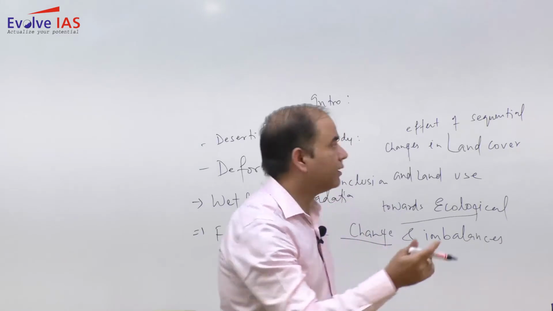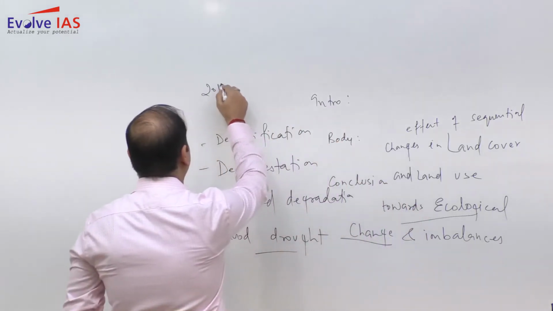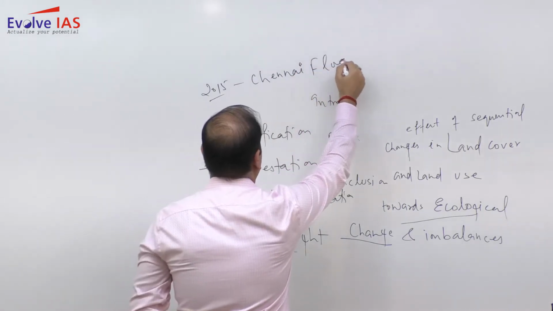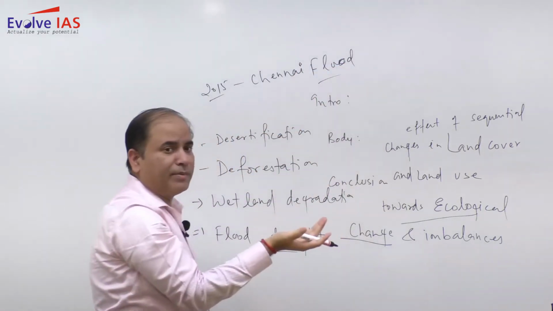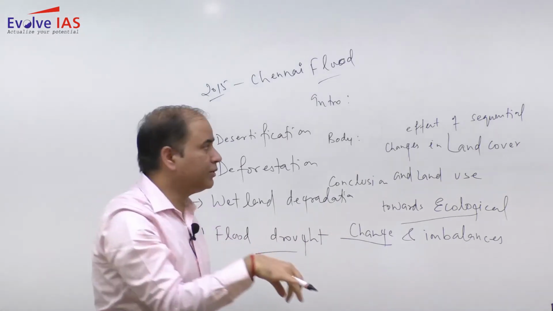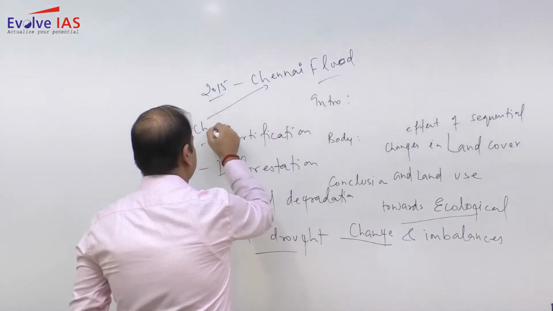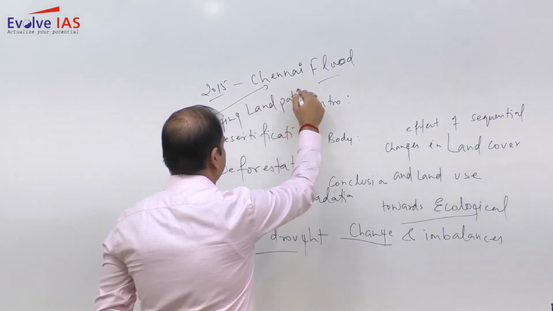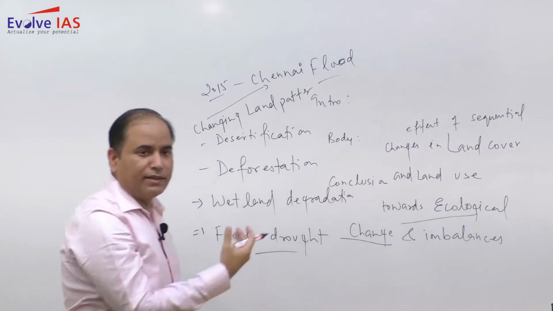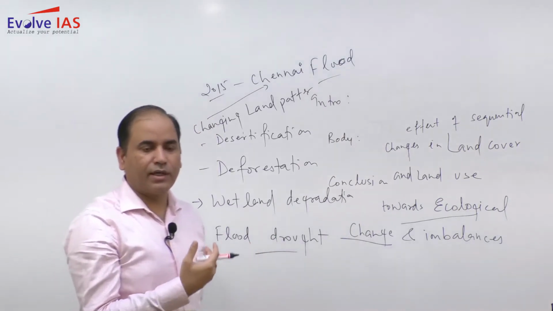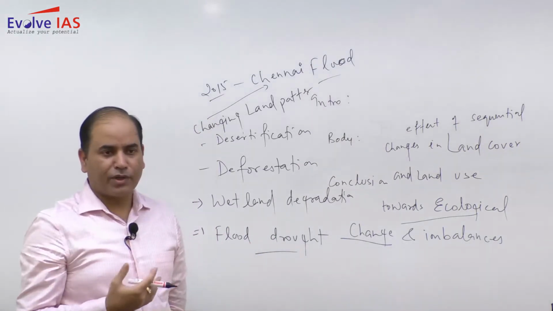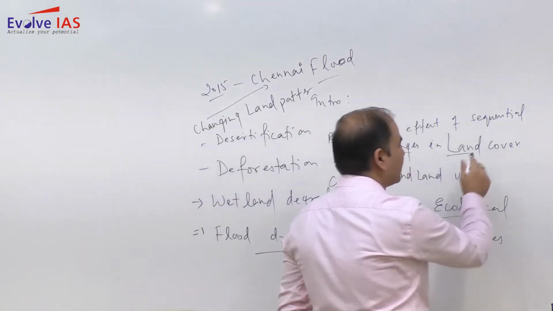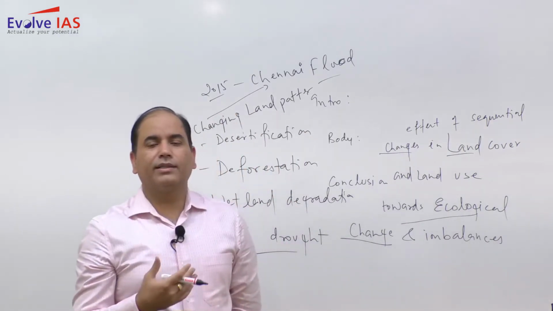If you recall the very famous 2015 Chennai flood, it was purely a man-made flood, caused by the changing land pattern. So all these things should be part of your body, showing how the land is changing. Now the question is associated with the first part, sequential changes in land cover. What are the sequential changes?